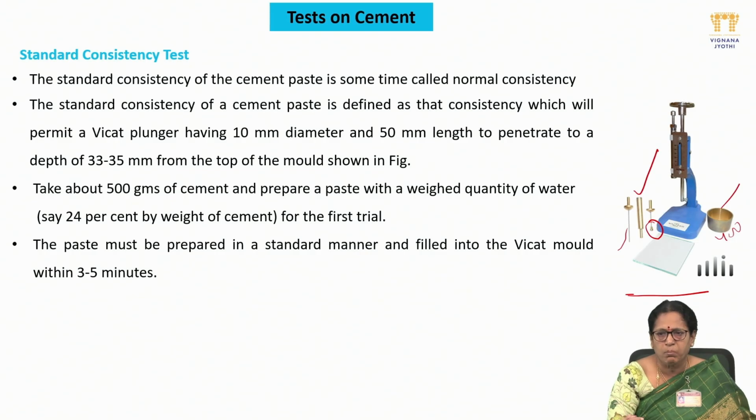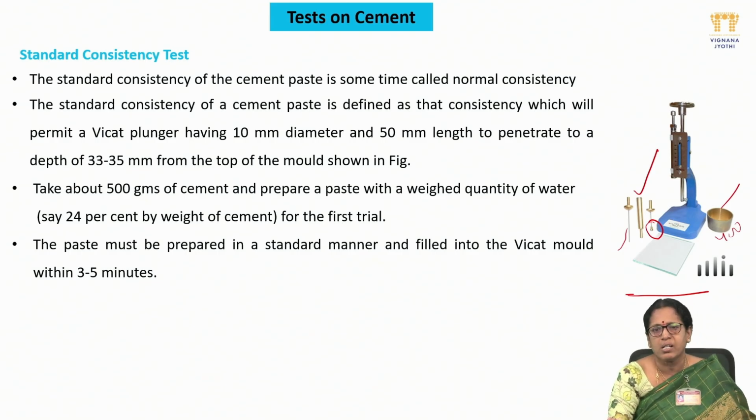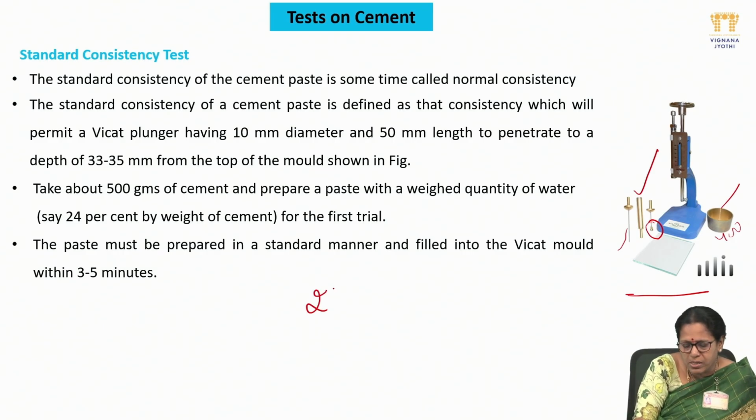We start with normal consistency. Again, we will go with initial setting time and final setting time. Let me start with standard consistency, which is also called normal consistency. For performing this experiment, take 500 grams of cement and take water. Let us start with water at 24% by weight of cement.